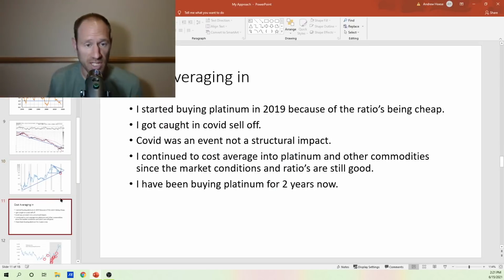Next is I cost averaged in. That was my approach, cost averaging in. I started buying platinum in 2019 because of the ratios being cheap. I got caught in the COVID sell-off, and COVID was an event. It's not a structural impact. That's how I viewed it. So what I did is I continued to cost average into platinum and other commodities since the market conditions and ratios are still good. I've been buying platinum for 2 years now. I've been cost averaging in for 2 years. Because the ratios are telling me it's cheap, we've got good market conditions saying that this is probably going to turn around. And the platinum price chart looks very good as well. Everything is aligning. That looks very good.